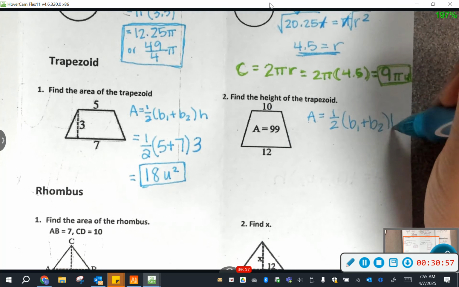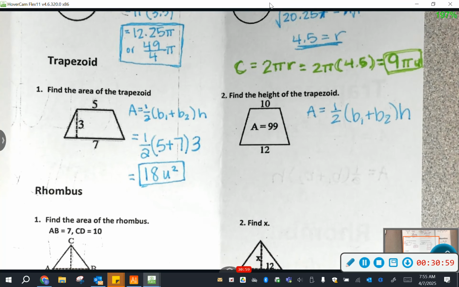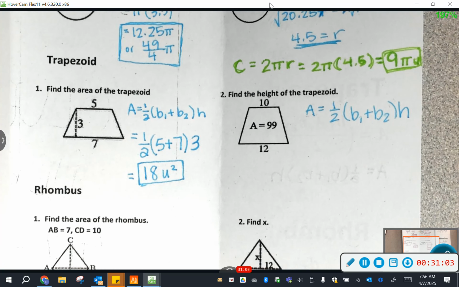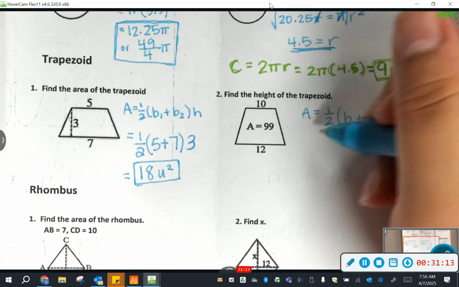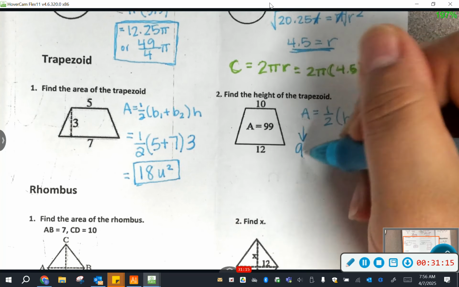This is what makes geometry different than what y'all learned in middle school. In middle school, y'all only learned how to work forward, I believe. And geometry, we're doing it backwards. Also, we're going to put shapes together. You have to figure it out. What do I know? What did they give me here? The area. They gave me the area is what? 99.